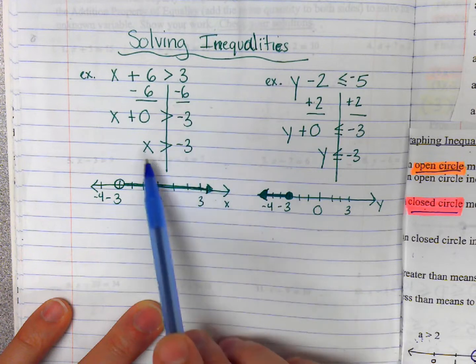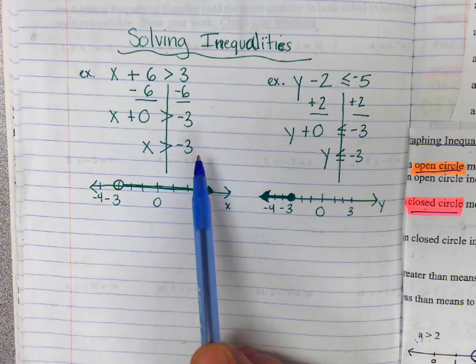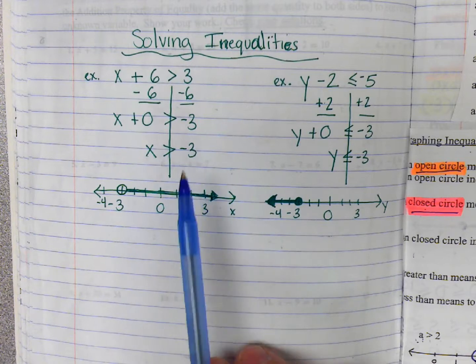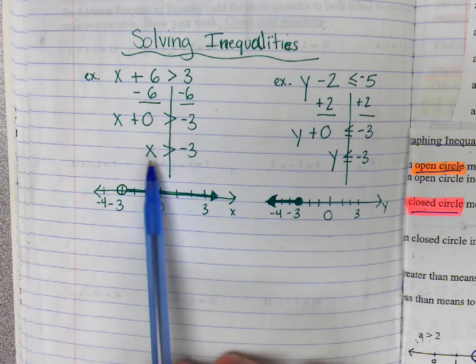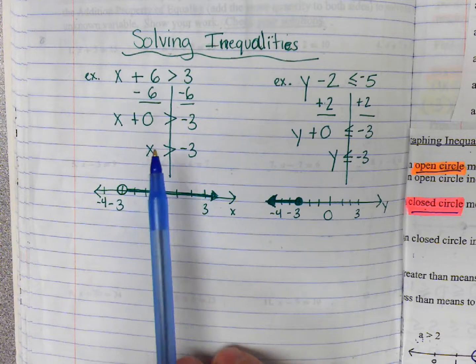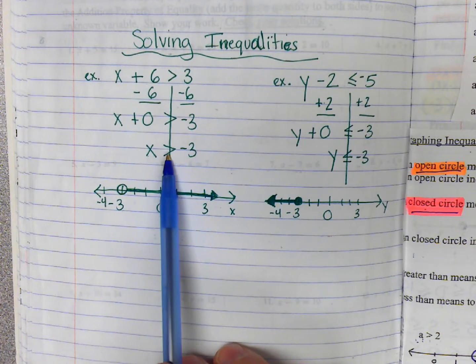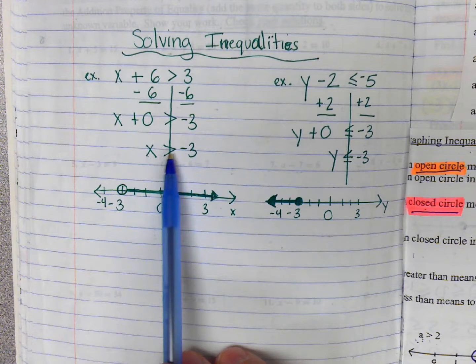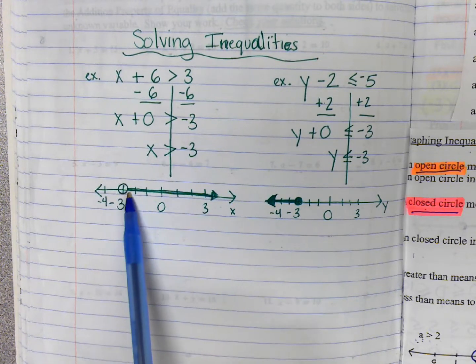So that's exactly what we're going to be doing with this section too, except at the end you might have to plot it on the number line. So x is greater than, so the variable came first. Greater than means we're going to the right. And then there's no equal to, so it's an open circle.